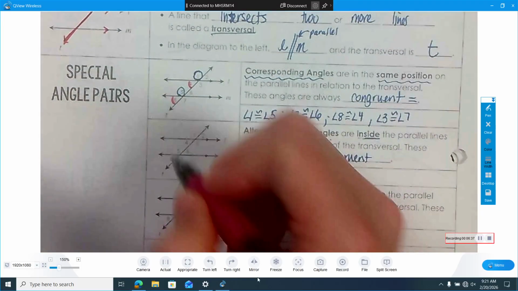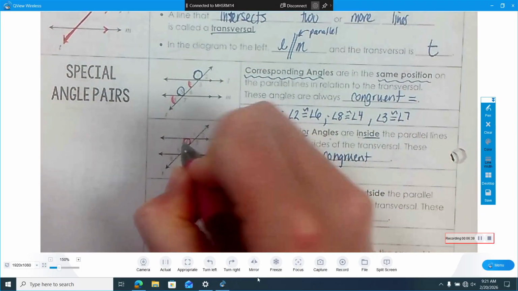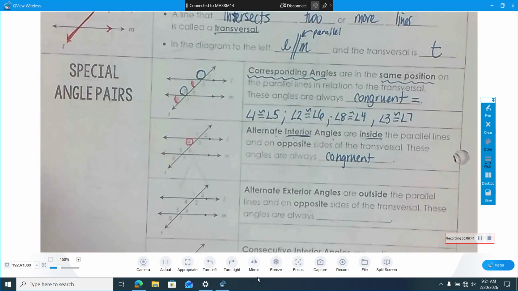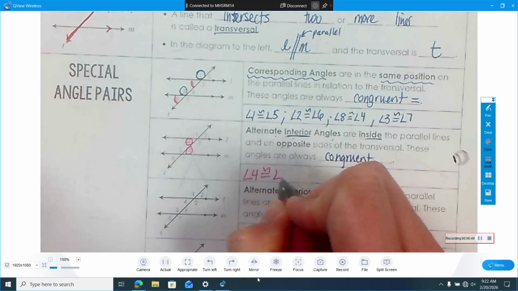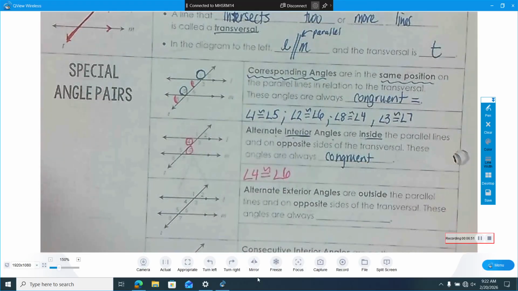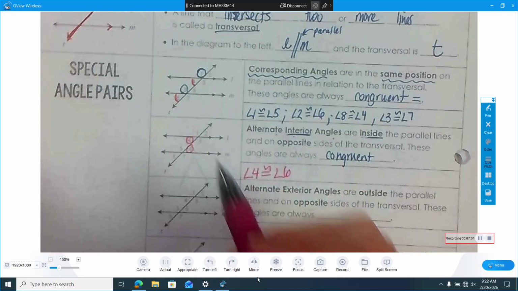So alternate interior. So angle 4. And what other angle is its alternate interior angle pair? Angle 6, yeah. Angle 4 is congruent to angle 6. These would be called alternate interior. Do you see how they're on the interior? In between? And they're alternating on alternate sides? Does that make sense to you? No?